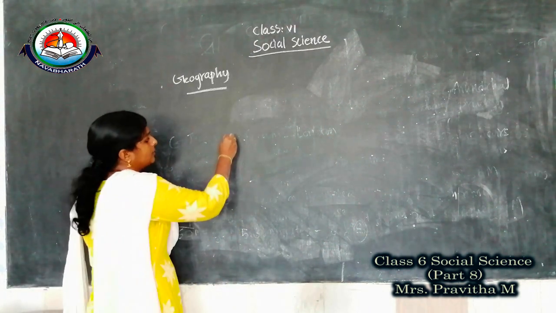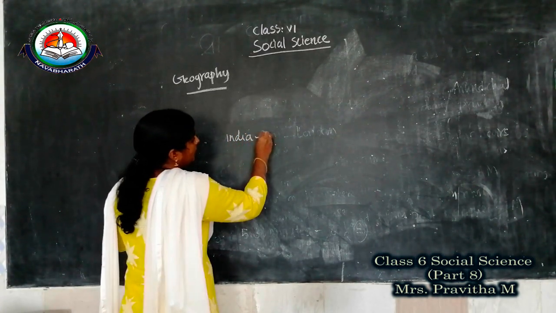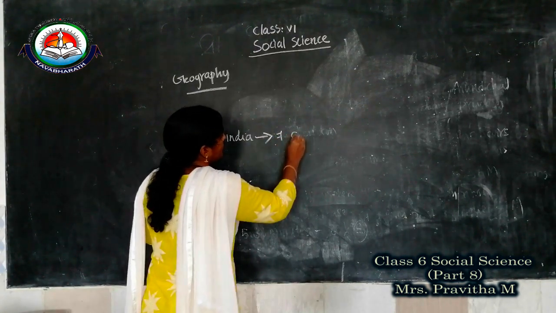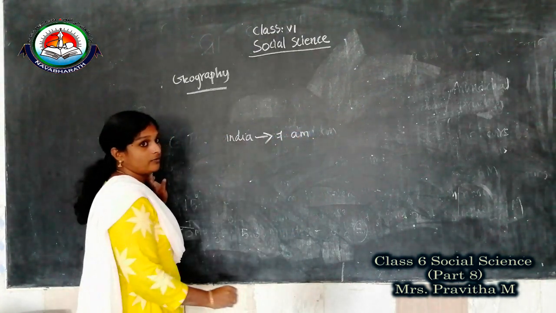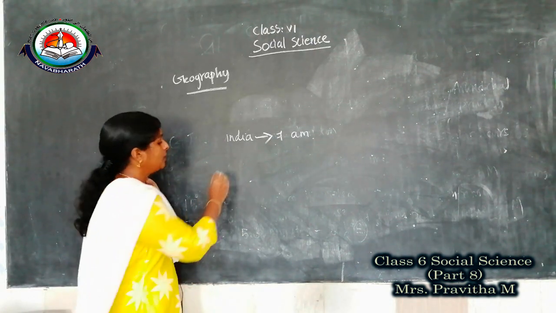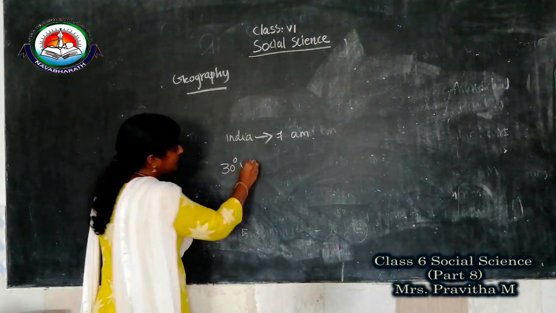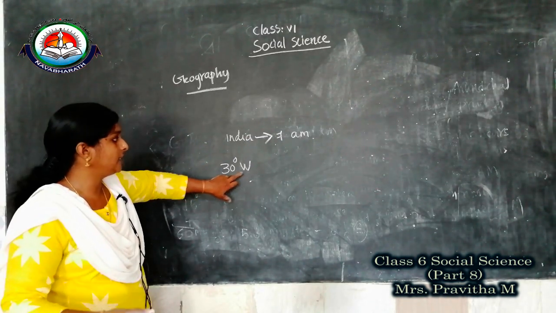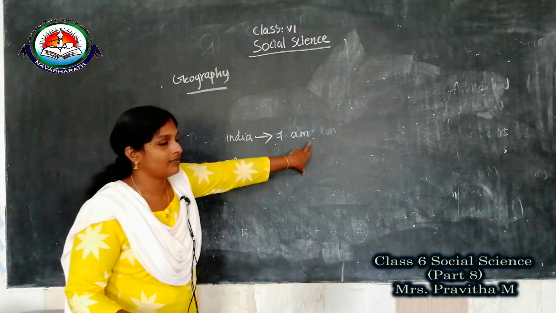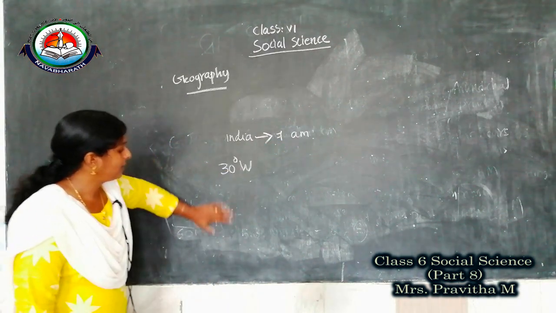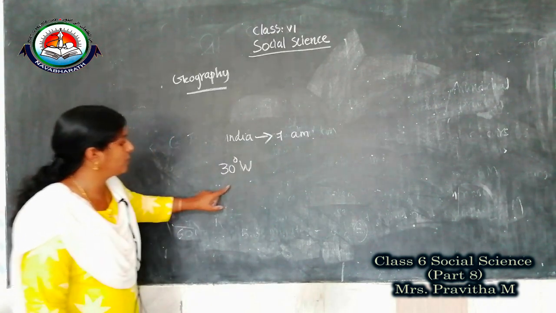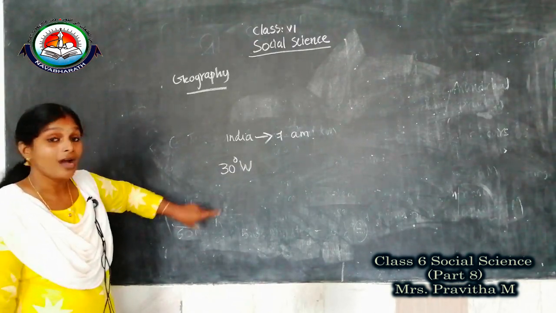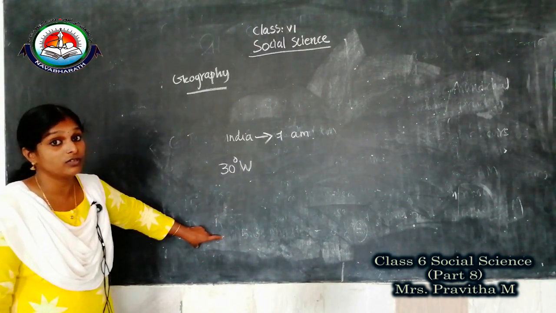Now in India, time is 7 a.m. Just we will calculate what will be the time in a longitude of 30 degree west. What will be the time difference between the selected longitude of 30 degree west and India, where the time is 7 am? What do we do to find out the time difference for this longitude? First we want to convert this longitude into hours. This degree first we want to convert into hours.